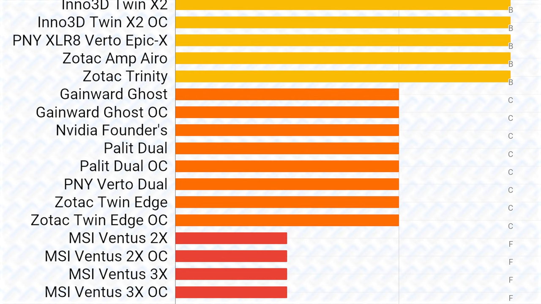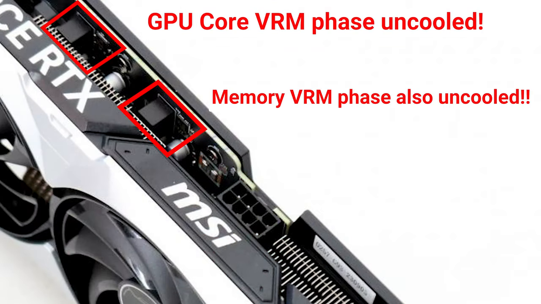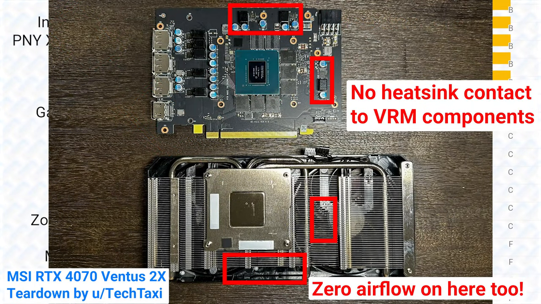On the other hand, we have the first ever F tier in this buying guide, both in the cooler tiers and also in the overall tiers, as you'll see later. And these are the MSI Ventus cards. All of them have the same fatal flaw of leaving out a single core VRM near the edge of the PCB uncooled. Not only does it not contact the heatsink at all, but it is in an area where airflow is blocked by the heatsink.